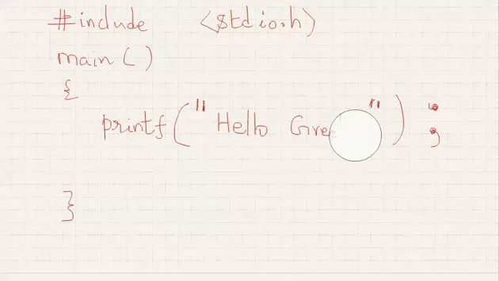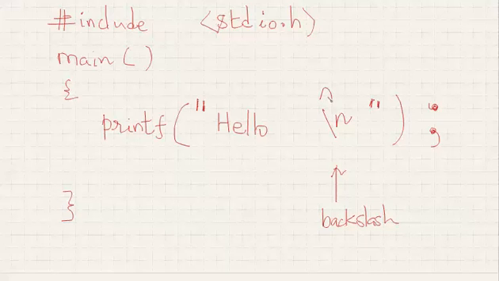And let's say hello, and end of line should always be a \n, backslash. The next letter that follows a backslash has a special meaning. In this case, the special meaning is end of line.